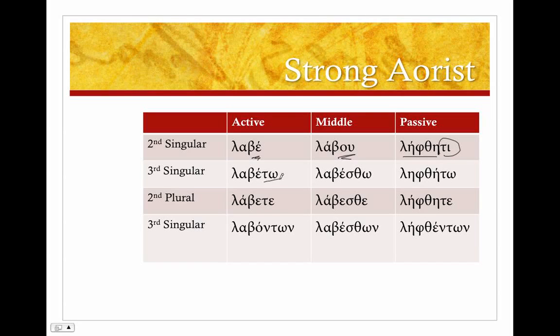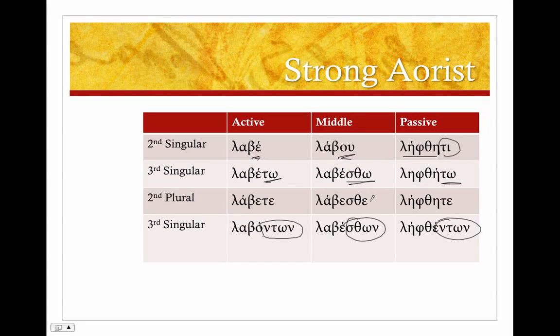Labetō. Right, there's our ending. Labesthō. We've seen that before. And leiphthētō. There's our ending again, our tō. Labete, labesthe, laphthēte. All right. Second plural is like the indicative, but without the augment. And then the third plural, let them take. Labontōn. There's our ontōn. Labesthōn. We've seen that before. Leiphthentōn. We've seen that one before.